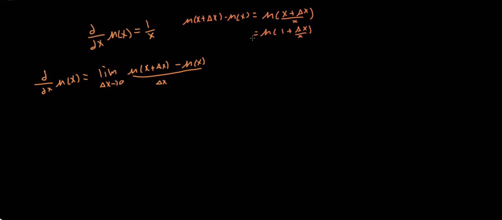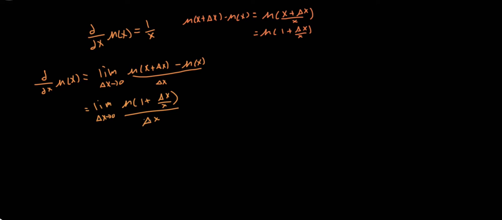So let's rewrite our limit with the new expression that we just derived. So we're going to rewrite this as the limit as change in x approaches 0 of natural log of 1 plus change in x over x, all that over change in x. Okay, so let's see what we can do here.